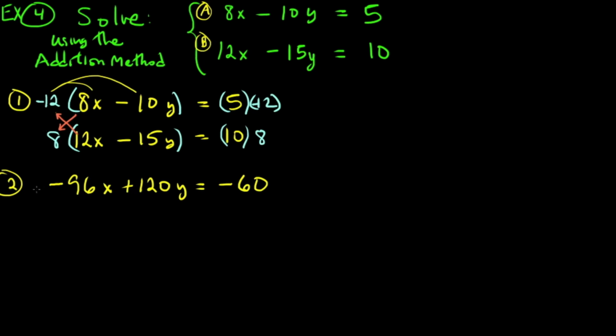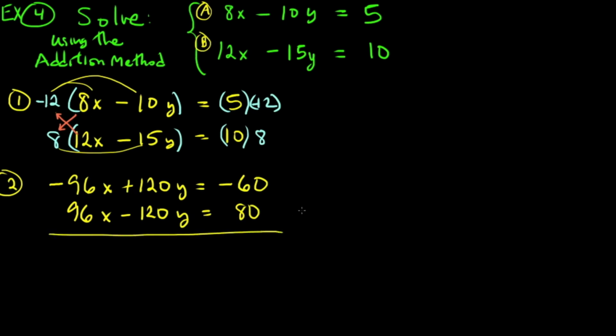All right, so now for equation B, we have 8 times 12x. That's going to be positive 96x. Let me try that again. And then 8 times negative 15y is going to be negative 120 times y. And then 10 times 8 is 80. Right. So when you add the two equations, we should eliminate x.